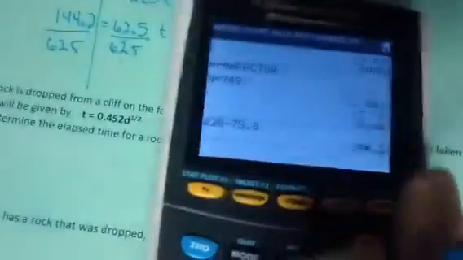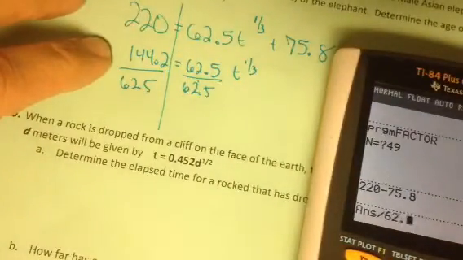And don't be afraid of the decimals. That's why we have our calculator. So I'm going to take the 144.2 and divide it by the 62.5. And I get a longer decimal.